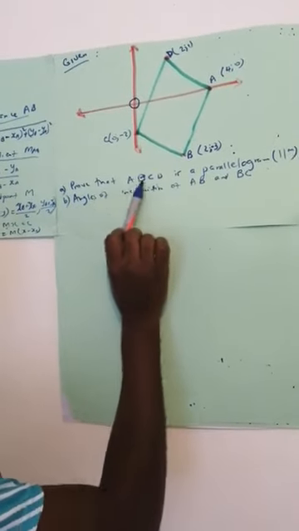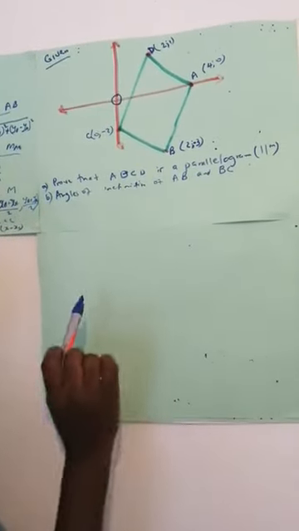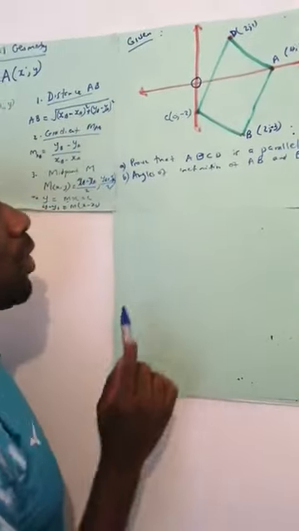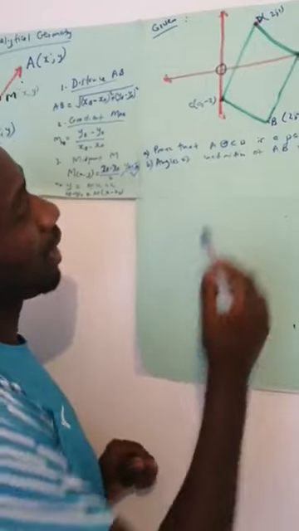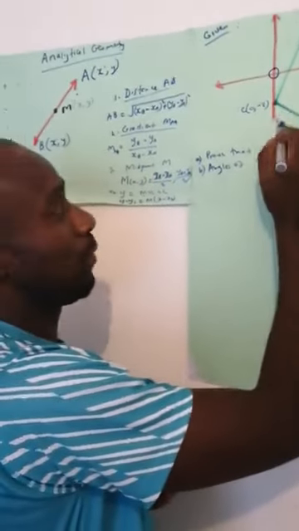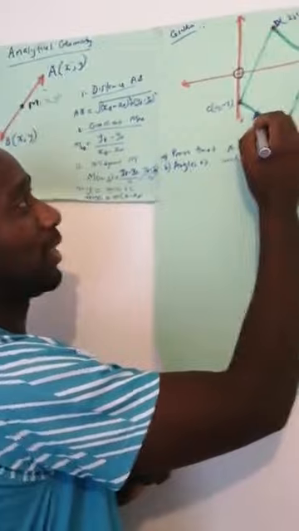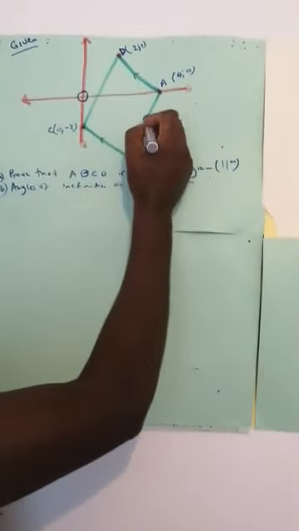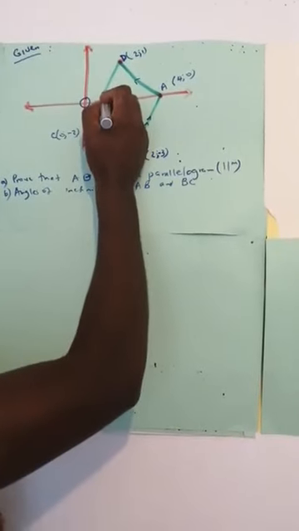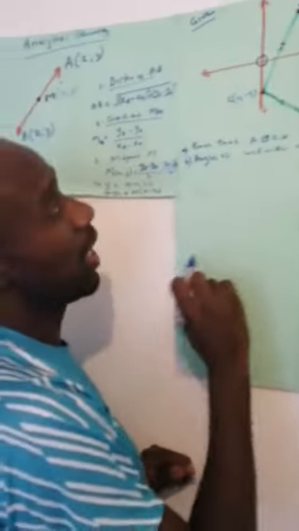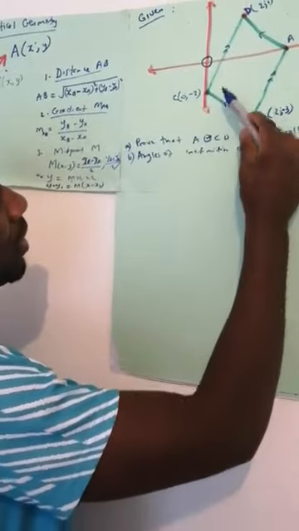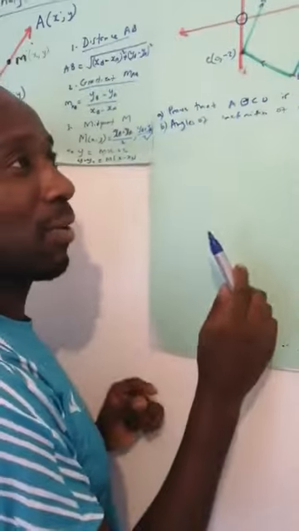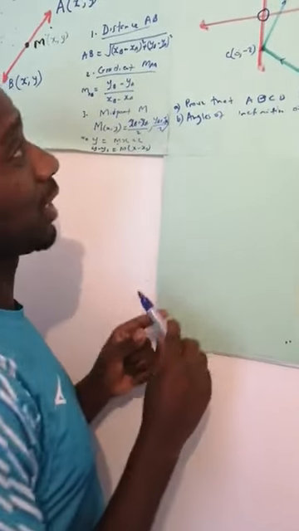Now we must prove that ABCD is a parallelogram. How do we prove that ABCD is a parallelogram? We know that in a parallelogram, the opposite sides must be parallel. This one must be parallel to this one, and this one must be parallel to this one. Another thing, these sides must be equal. This side must be equal to this side, and this side must be equal to this side. Otherwise, it's a twisted rectangle, the parallelogram.